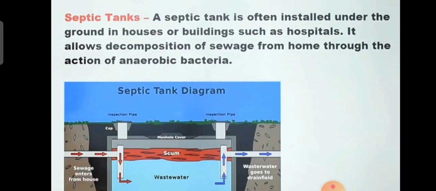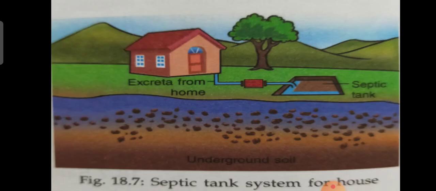Now, in semi-urban areas, low-cost septic tanks, also known as on-site disposal systems, are used to manage the waste. What happens in this method? In this method, the sewage is allowed to flow into the tank. Let me show you another picture. Look here, this is the house. Through this pipe, it is connected with the septic tank. Whatever excreta from the house passes through this pipe gets deposited in the septic tank.